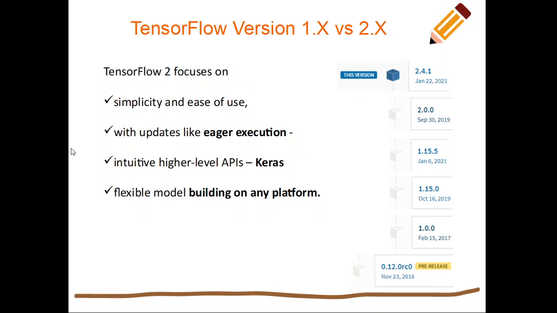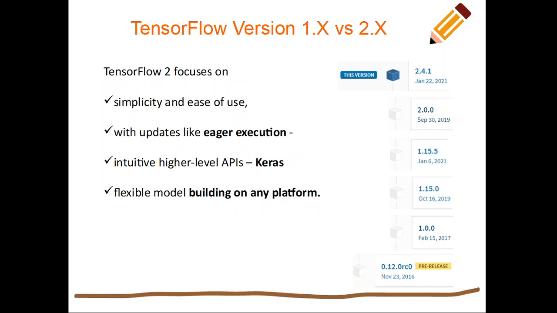So how did things change between 1 and 2? Version 1 uses something called a symbolic paradigm. What does this symbolic paradigm mean? It means that the computation graph is created independently and then it is executed separately. So we create a computation graph first, and then we execute it in a session in version 1.x.